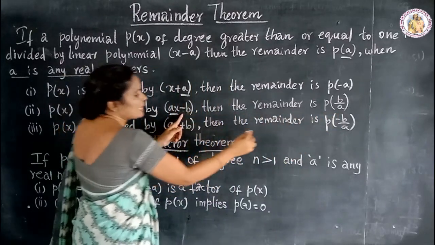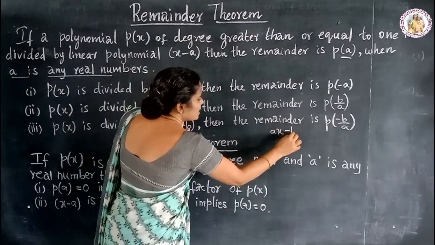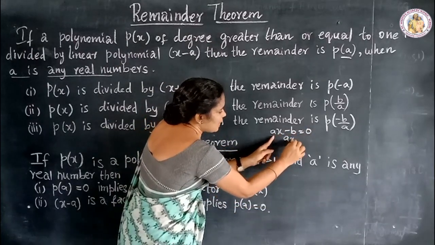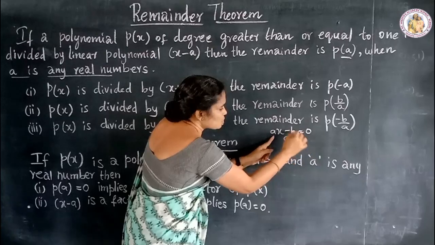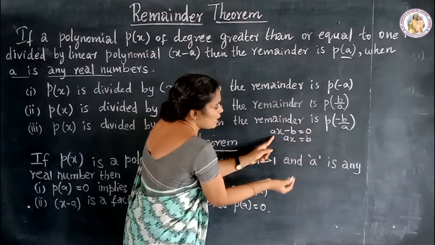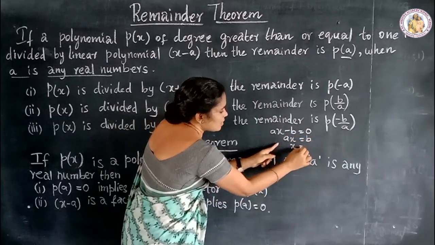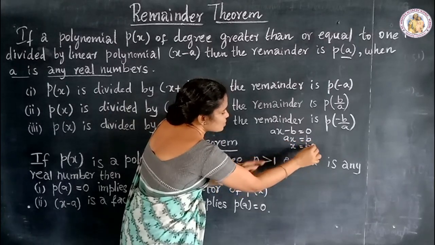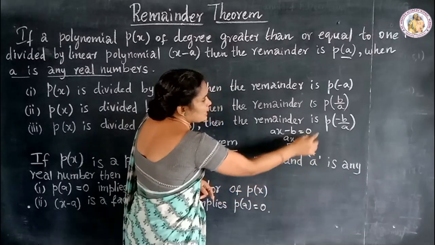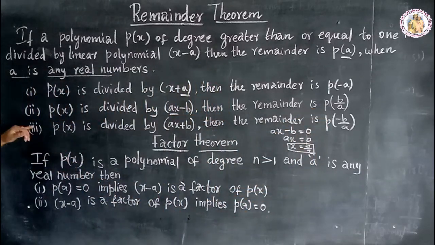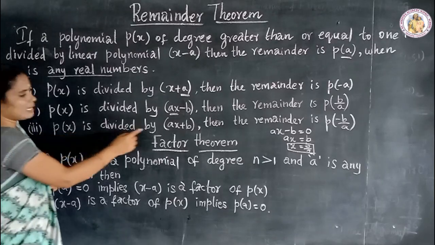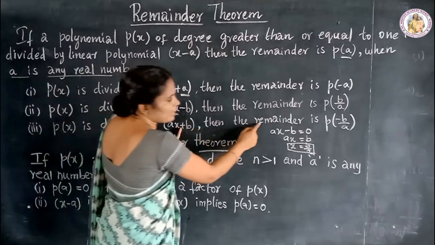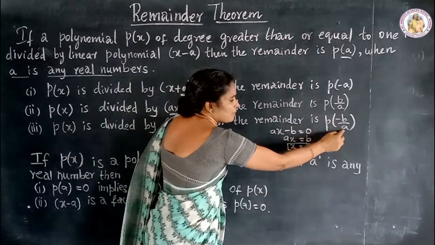That is nothing but ax minus b is equal to 0. Keeping ax on the left side, minus b moves to the right side and goes as plus, so ax is equal to b. Multiplication, when it moves across, goes for division, so x is equal to b by a. And third, if p(x) is divided by ax plus b, then the remainder will be p(-b/a).